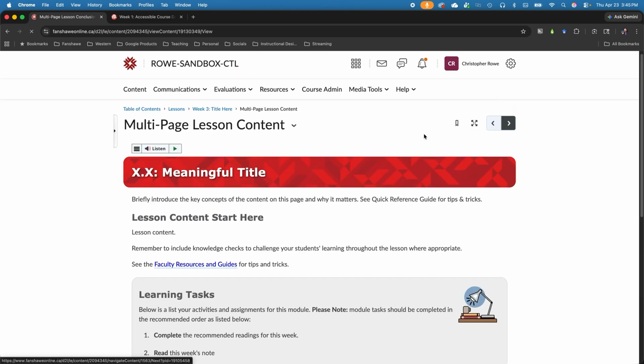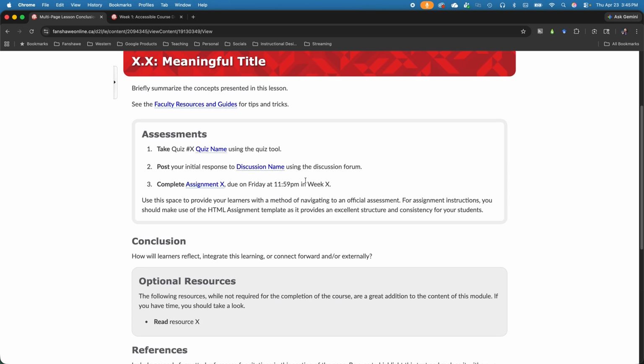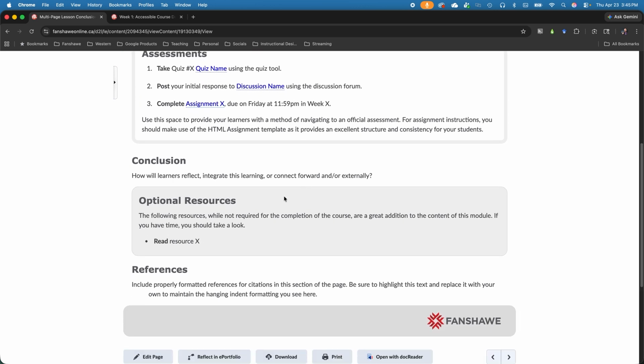Finally, we have the conclusion page, where we would summarize the lesson as a whole, include any appropriate summative assignments, and provide a conclusion to tie a bow on the lesson. There's also a section to include any optional resources you might provide to those students who are keen to learn a little more.